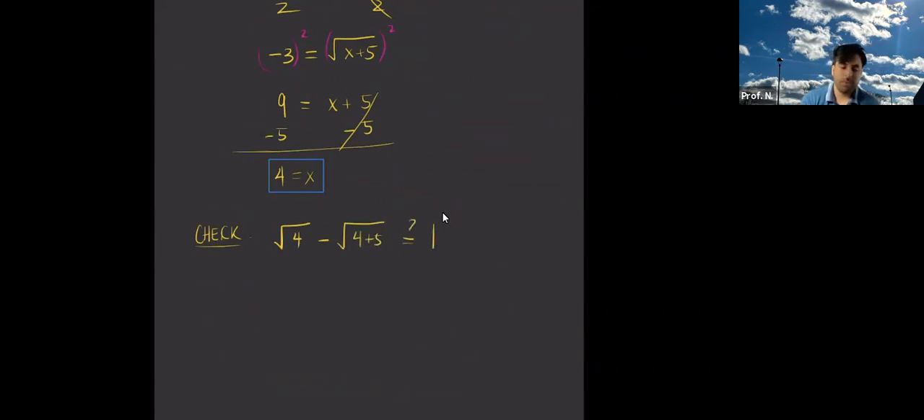What is the square root of 4? It's 2. What's the square root of 4 plus 5? 4 plus 5 is 9. The square root of 9 is 3. What is 2 minus 3? It does not equal 1. Wait a minute, what? Negative 1 does not equal 1. So what does that mean? Reject. x equals 4 is not a solution.